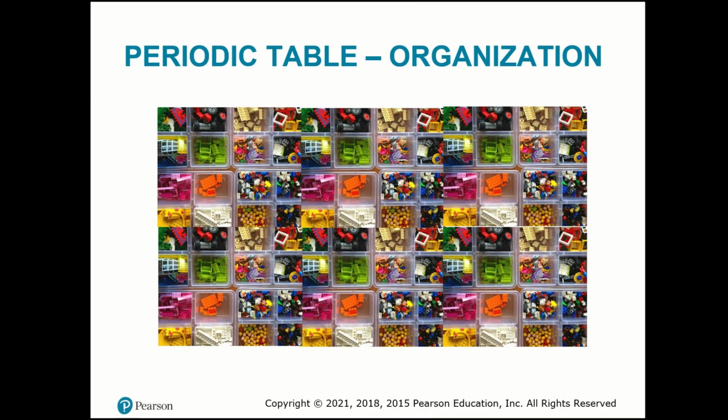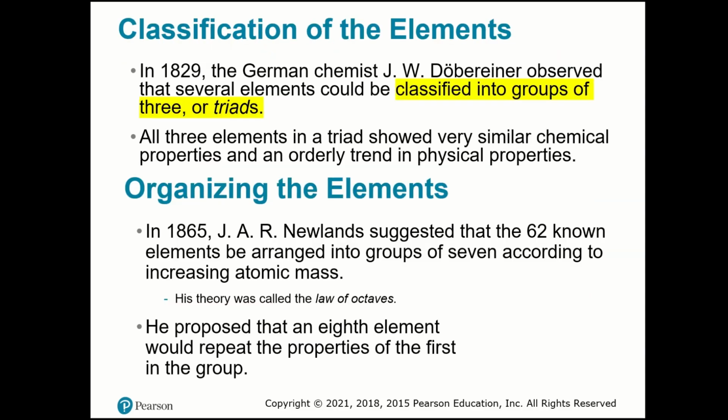Periodic table organization is the best thing that happened in chemistry because the elements are organized so well. So, classification of the elements. In 1829, the German chemist Döbereiner observed that several elements could be classified into groups of 3, or triads. All 3 elements in a triad showed very similar chemical properties and an orderly trend in physical properties.